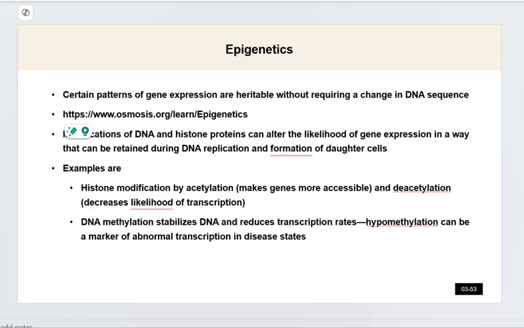Again, the Osmosis videos explained this much better than I would, understanding that we can have methylation and acetylation that can make the genes more accessible, and then we can have deacetylation that will decrease the likelihood of the transcription.